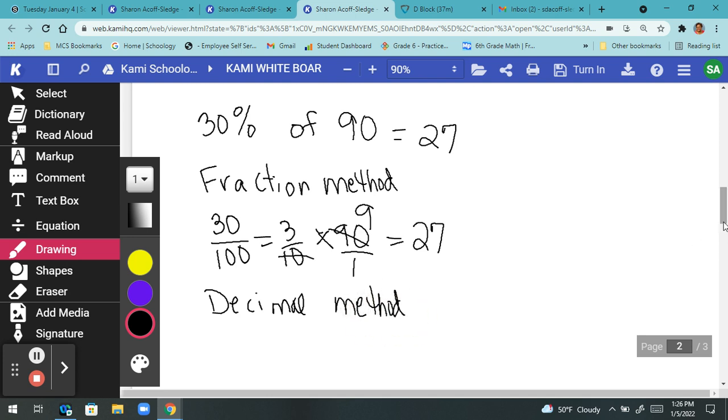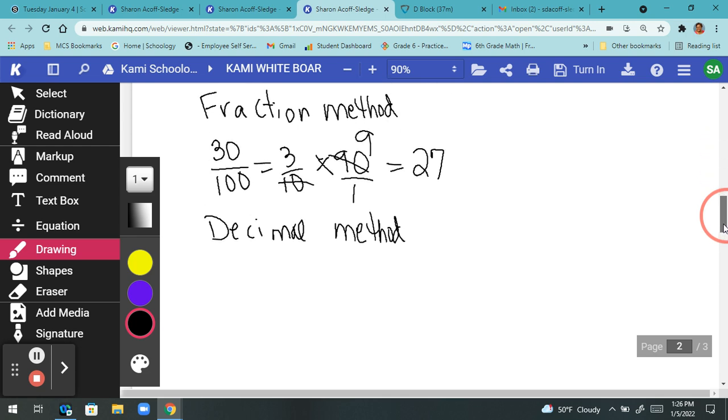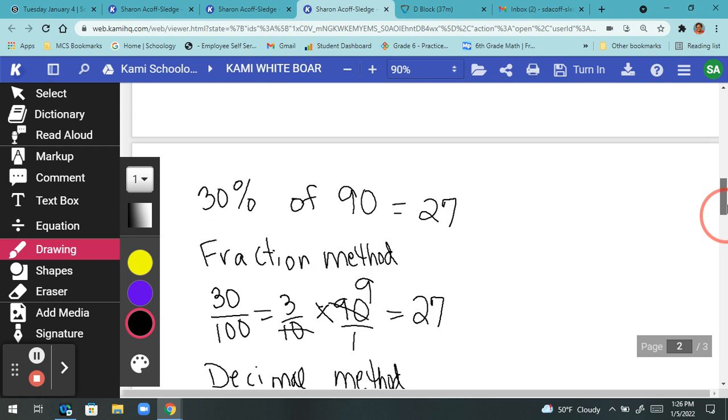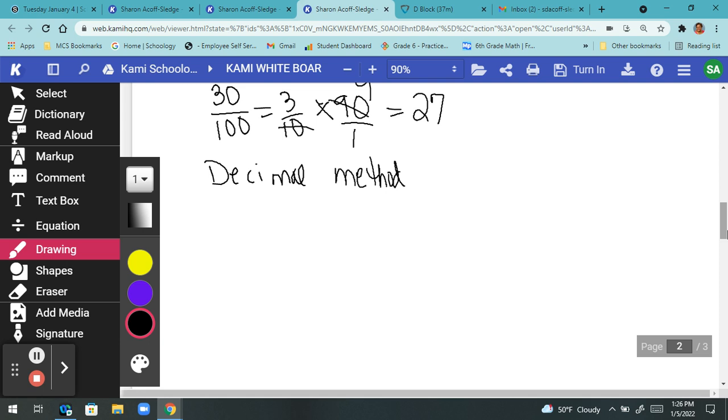Decimal method. We're going to convert 30% to a decimal. And actually, it could just be 0.3. I can drop that 0. And then I can multiply 90 times.